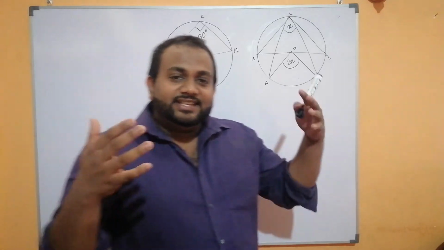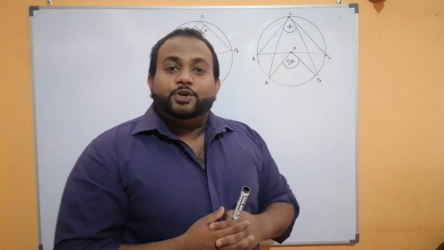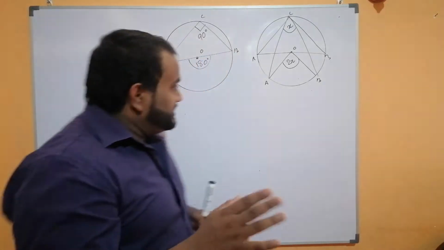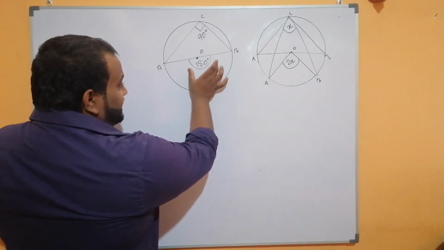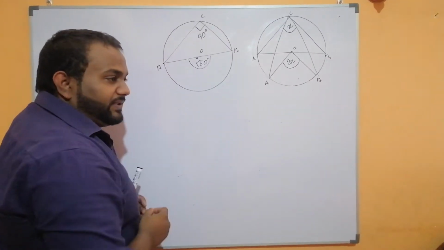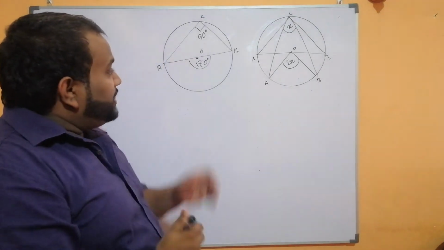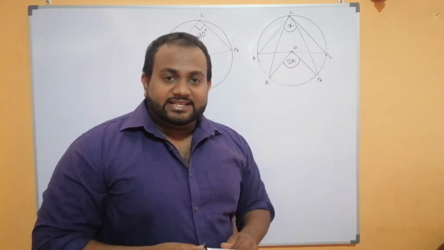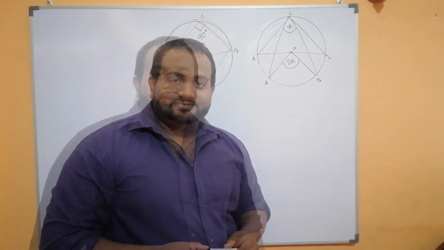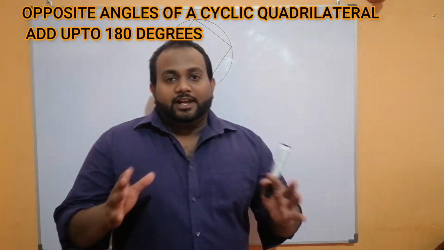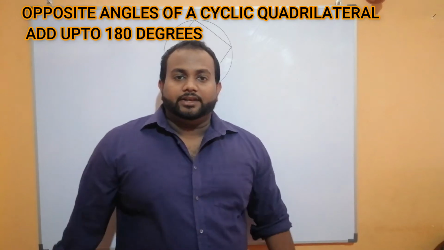Now you see that these theorems are interconnected to each other. It's very easy. Once again, angle at the center is twice the angle at the circumference is also equal to angle at the semicircle is 90 degrees. Opposite angles of a cyclic quadrilateral add up to 180.